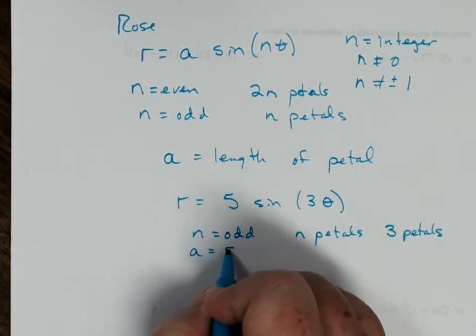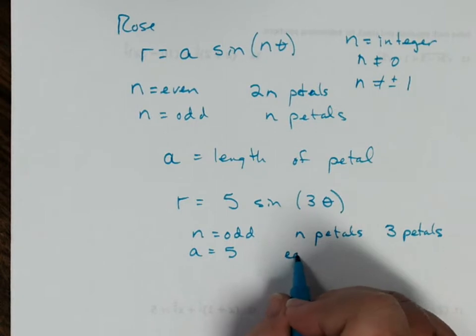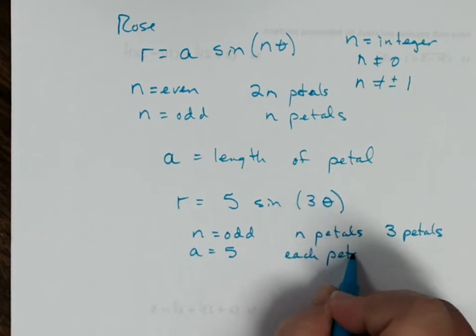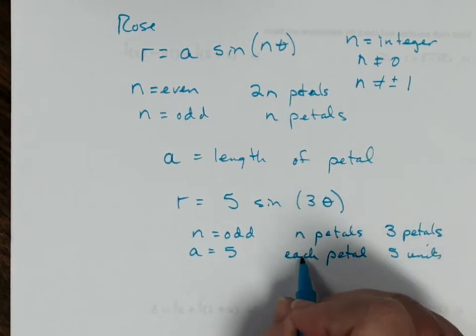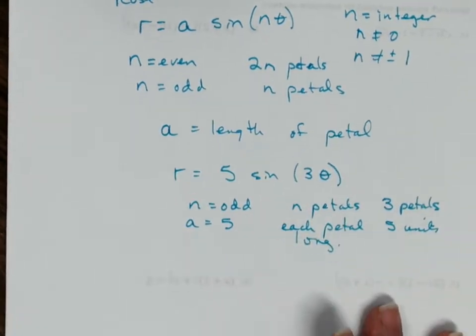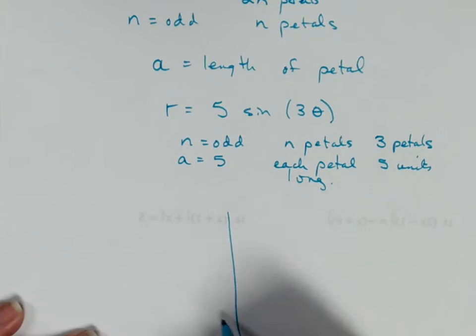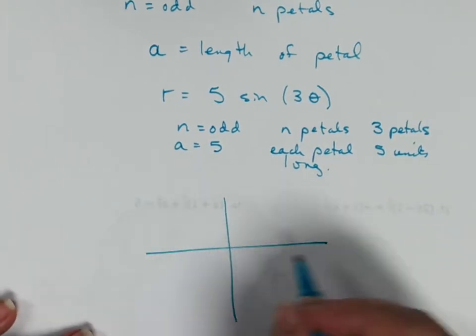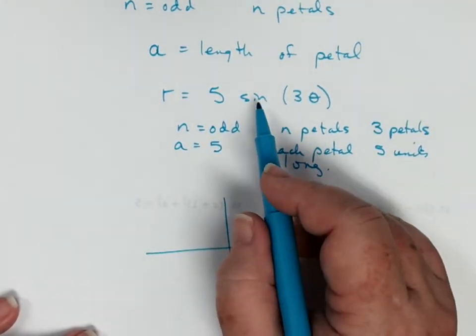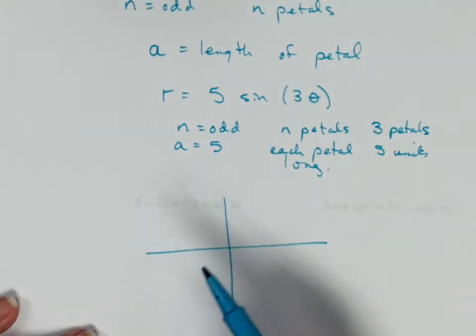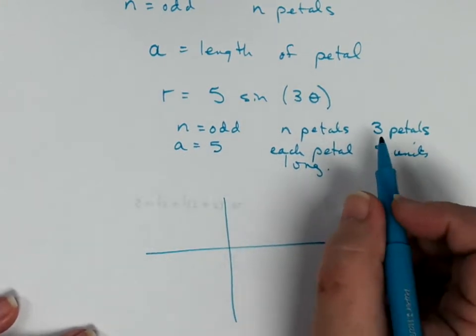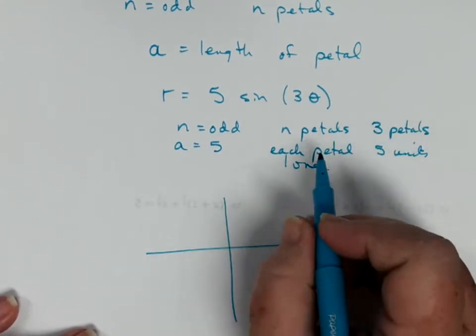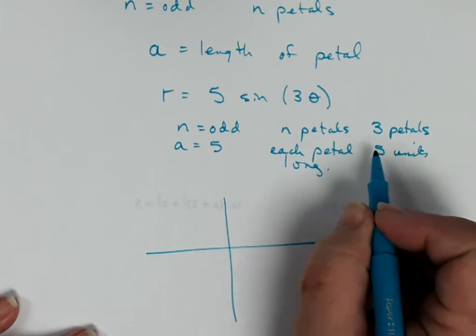The a value is 5, which means that each petal will be 5 units long. So how would I graph that? This is just a sketch of the graph. I know that it's sine, which means that it's going to be symmetric based on the pi/2 axis. I know that there will be 3 petals. I know that each petal will be 5 units long.